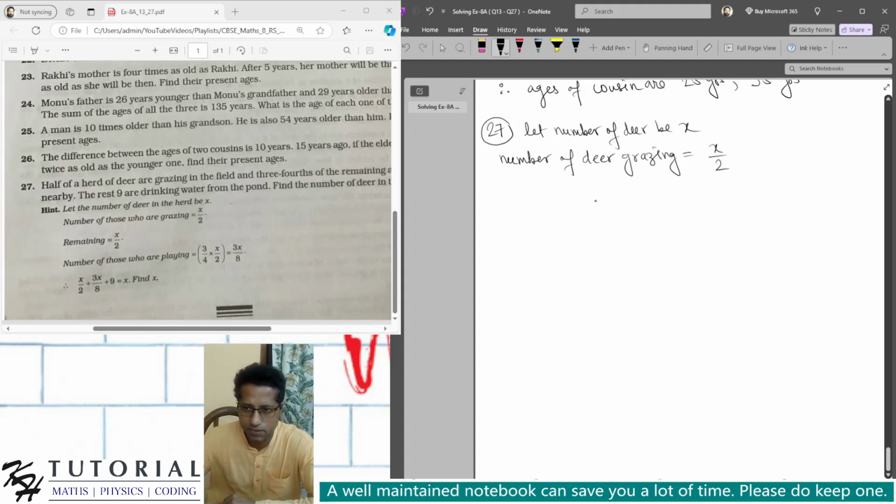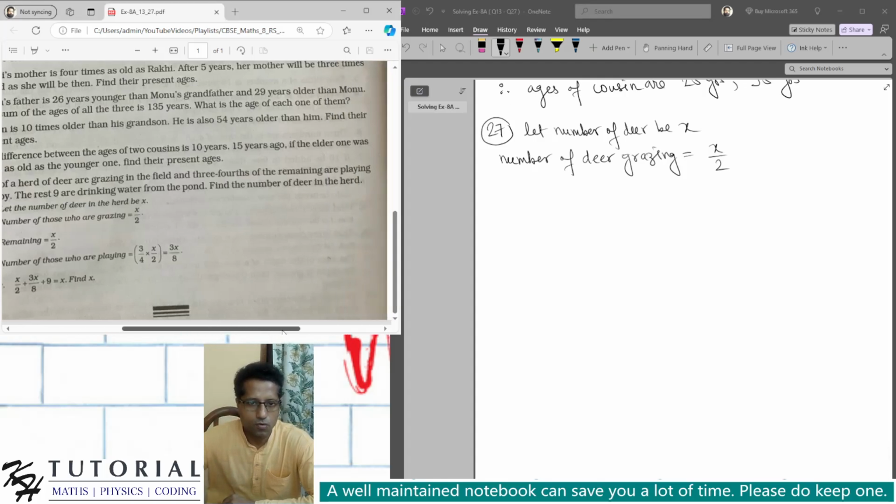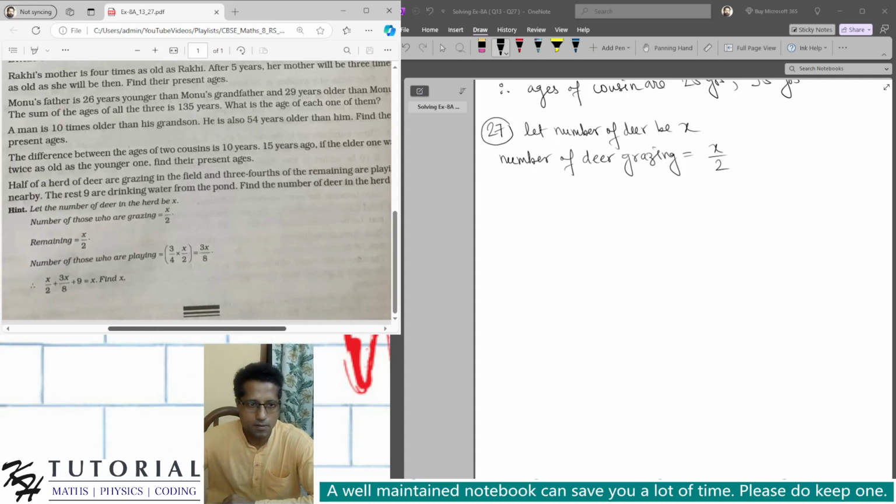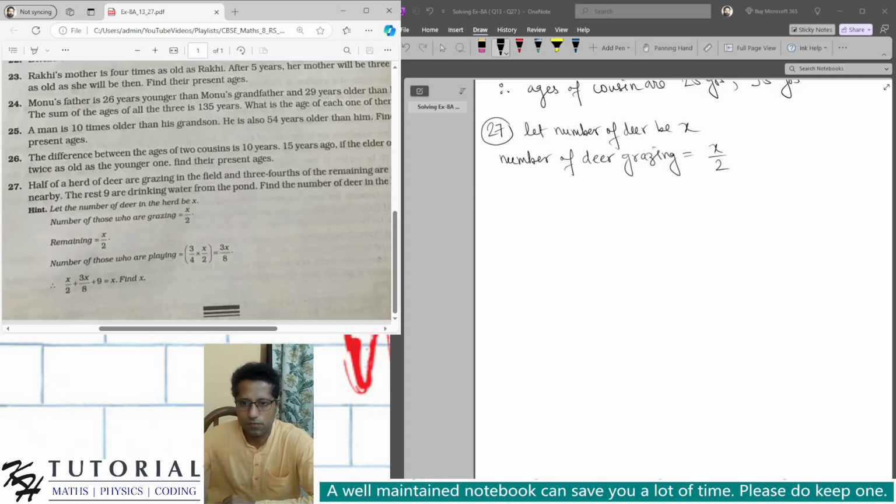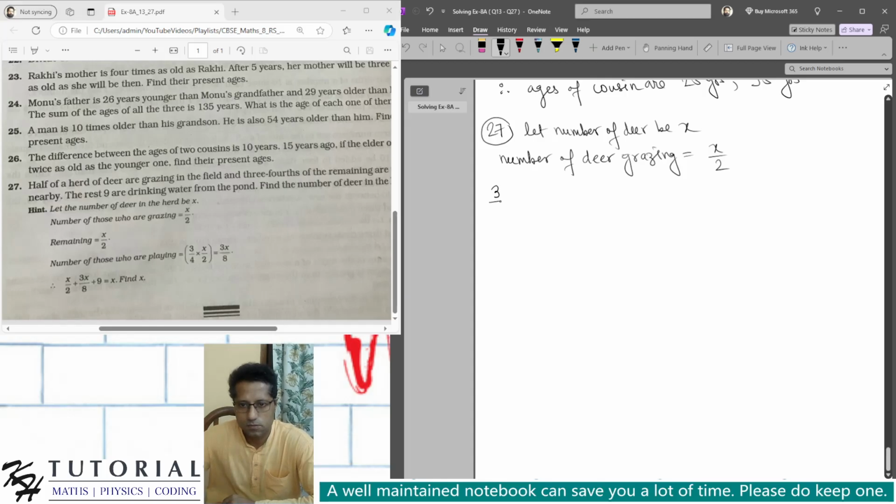So the number of deer grazing is x by 2. Now it is given that 3/4 of the remaining are playing nearby. What is 3/4 of the remaining? It is equal to 3/4 of what is remaining? Remaining is x minus x by 2.